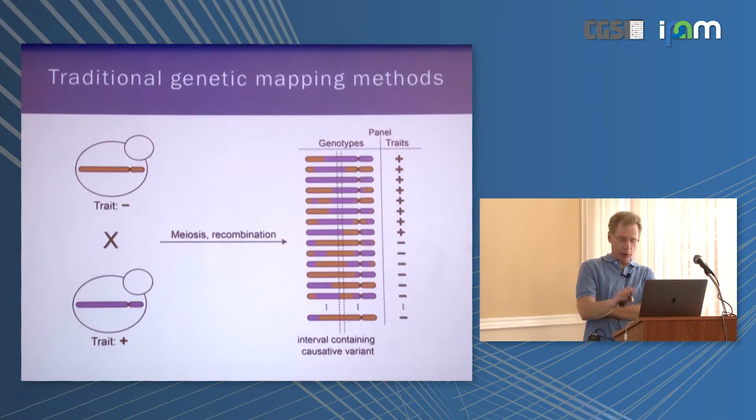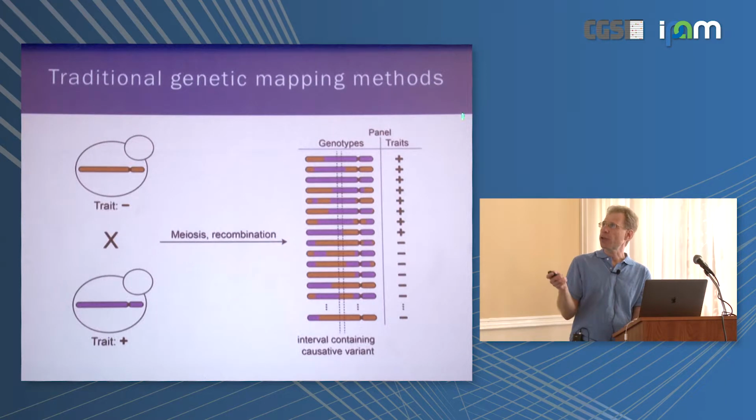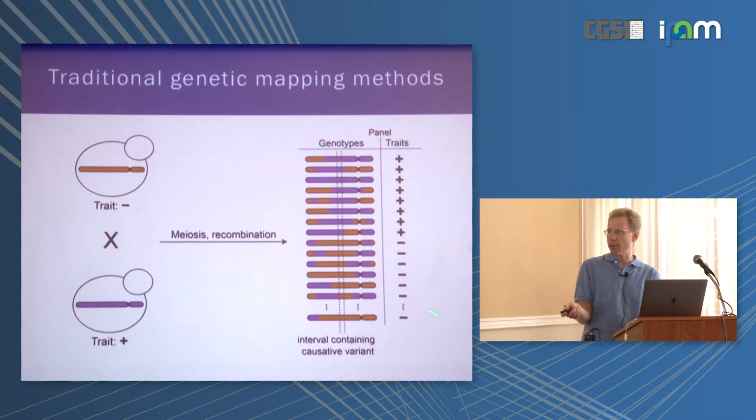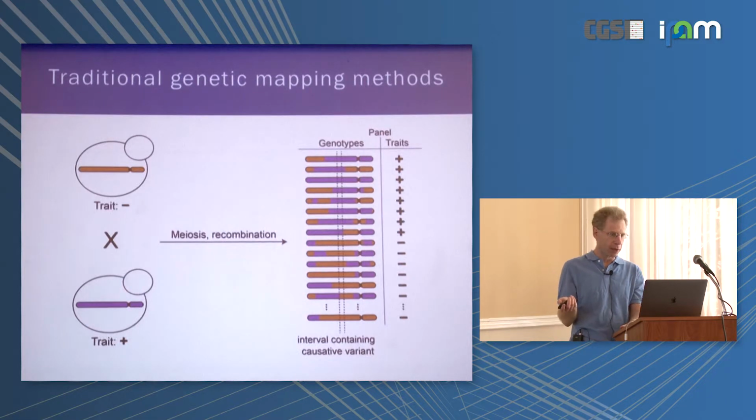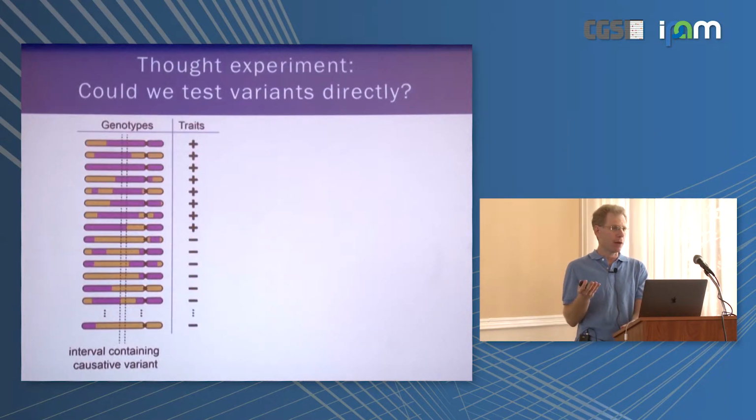So I'll tell you now about a second method that kind of dispenses with the whole mapping idea altogether, right? So traditional genetic mapping, as I walked you through, involves crosses, meiosis, recombination, interval. Then you have to get from the interval to the causal variant. And I just described a strategy that allows us to improve the resolution, make this interval smaller, et cetera. But you can kind of say, why are we doing this?